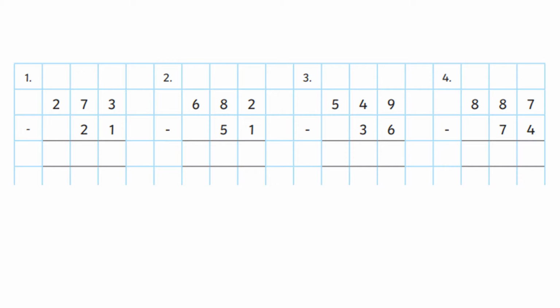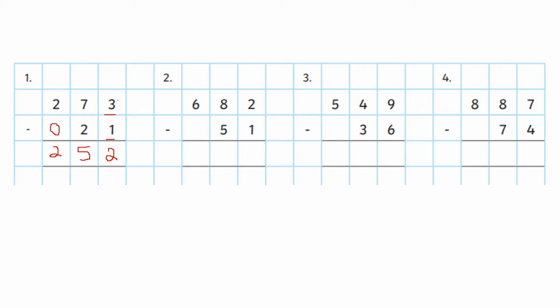So starting with the first one then, we always start with our ones column. 3 take away 1 equals 2, so we don't need to do any exchanging there because the number on top is bigger than the number on the bottom. Same here, 7 take away 2 is 5. And then if you want to, you can put a placeholder in there to make it easier. 2 take away 0 is 2. So your answer there is 252.